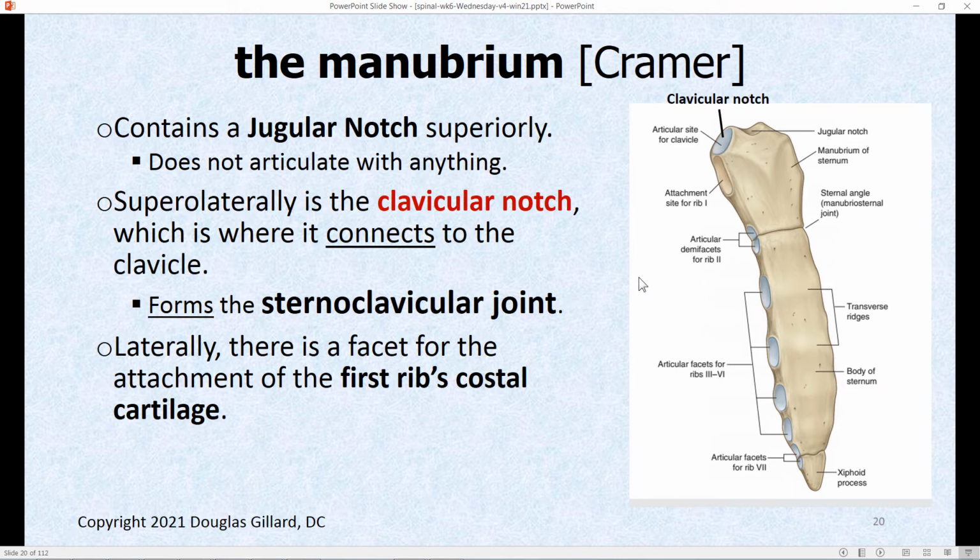And then there's even a little bit more. There's a kind of a demifacet, if you will, even though you don't call that. Well, actually, it is calling it a demifacet here in Cramer, because rib number 2 is shared between this. I guess you could call that the inferior demifacet, and that would be the superior demifacet.